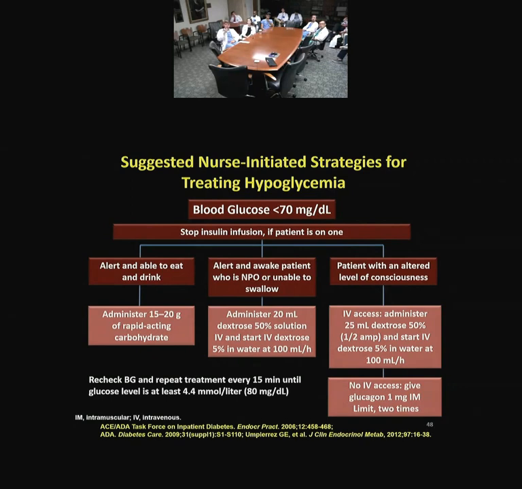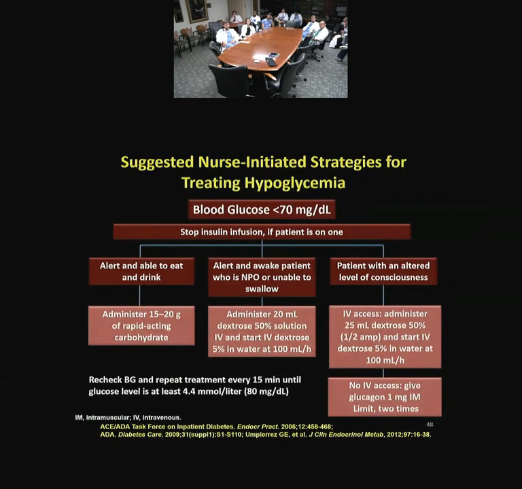So this is rare, but imagine you get called on the floor. If the patient is able to eat and drink, you can give rapid-acting carbohydrate. Every floor has juice, orange juice, or so that raises your blood sugar. People are instructed to keep sugar tablets with themselves in the outpatient setting.